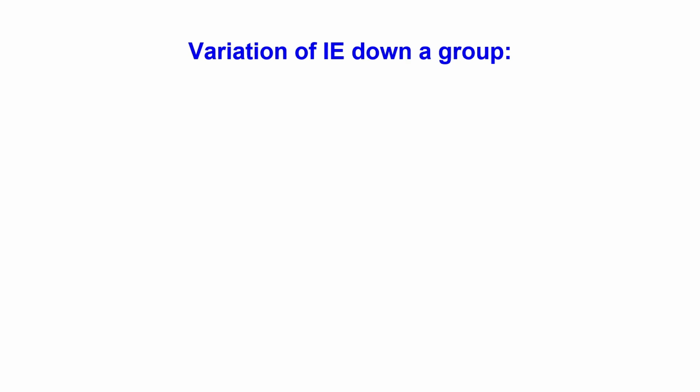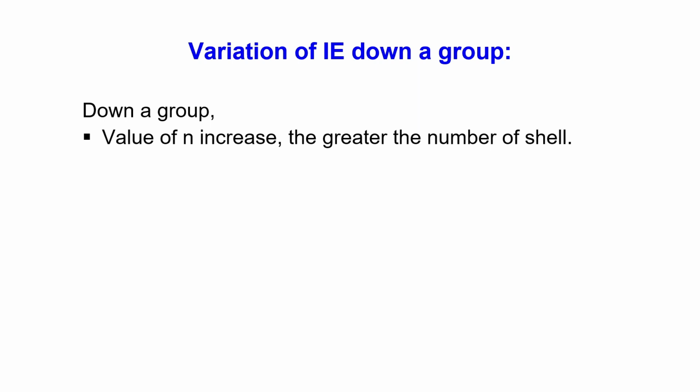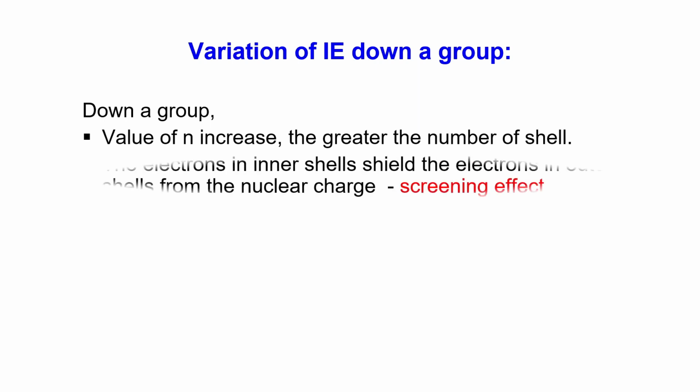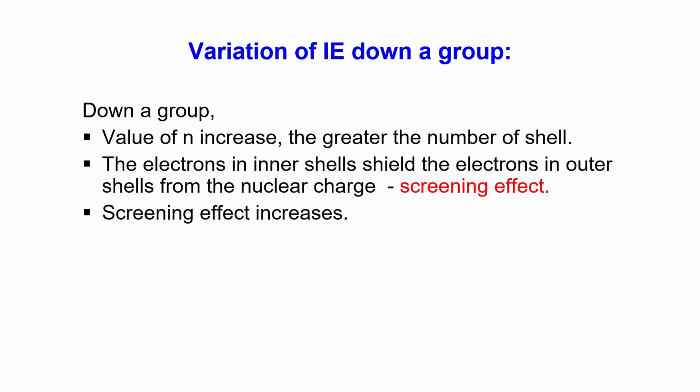Variation of ionization energy down a group. Going down a group, from top to bottom, we know that the number of shells increases. So the electrons in the inner shells shield the electrons in the outer shell from the nuclear charge. This is called the screening effect, or shielding effect. So the screening effect increases.